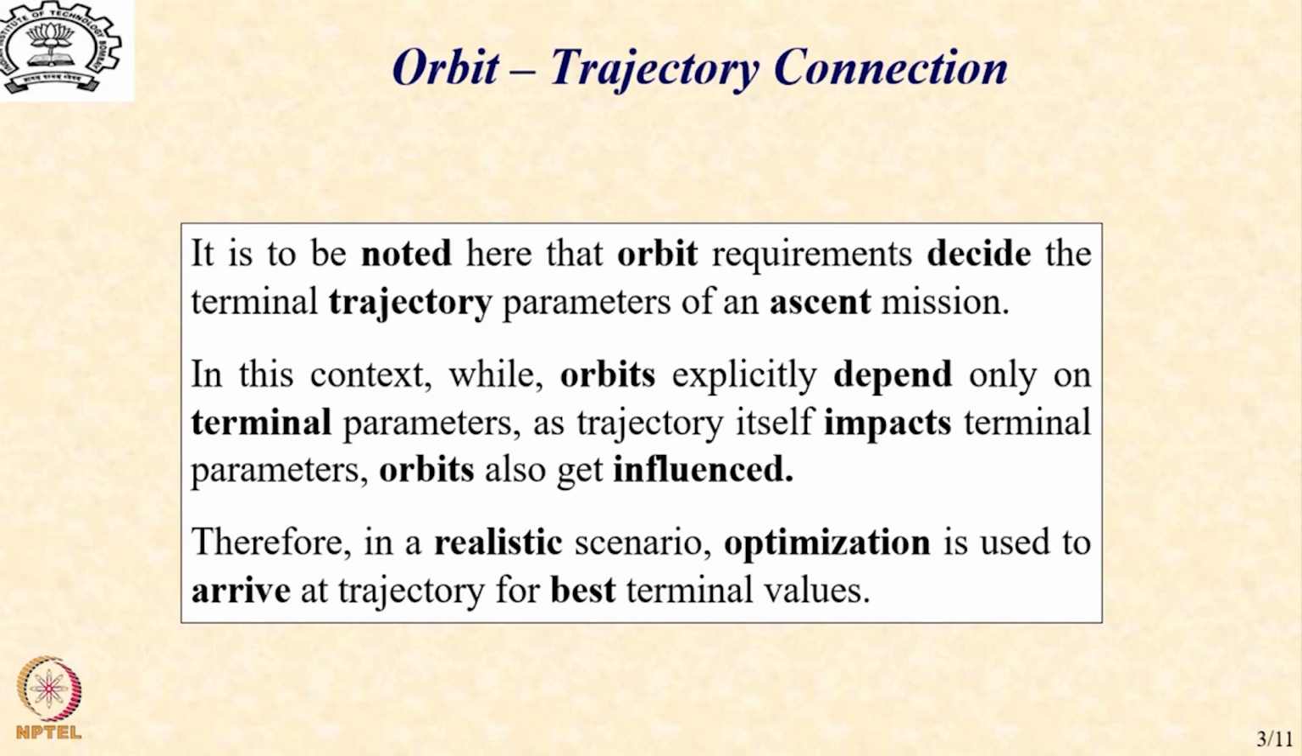Of course, what we have done so far is a kind of an ad hoc way in which we are arriving at the trajectory. But in a realistic context, formal and rigorous optimization techniques are used to arrive at a trajectory for best possible terminal values as per the orbital requirement. Which means that given an orbital mission, you arrive at the terminal parameters and then try to optimize the ascent mission in such a manner that those required terminal values are achieved in an optimal and most efficient manner.